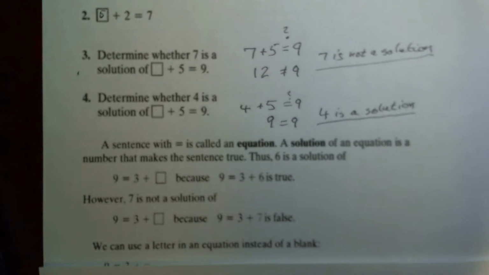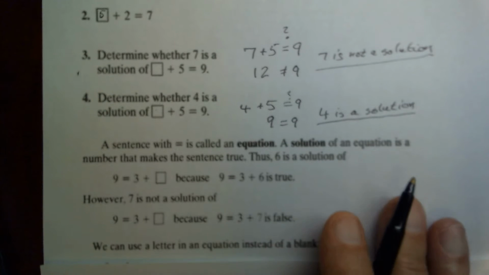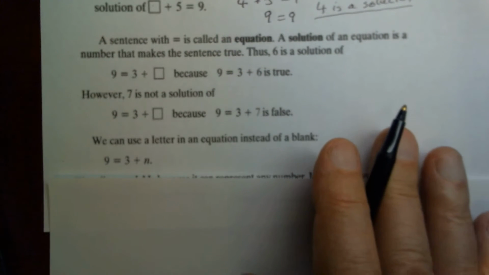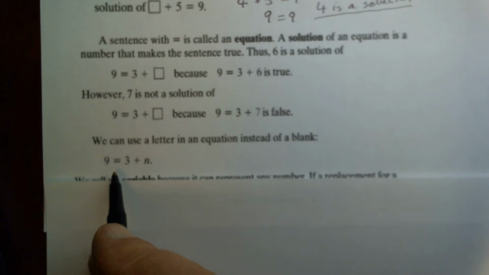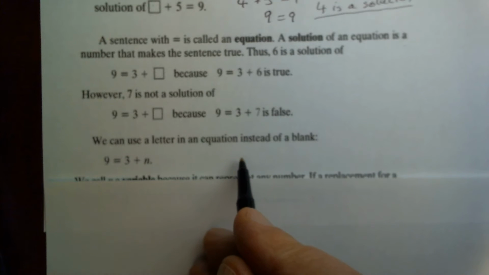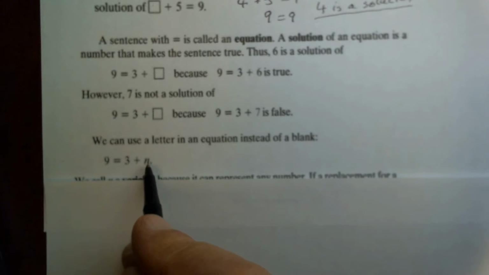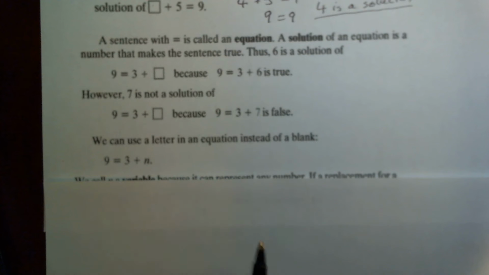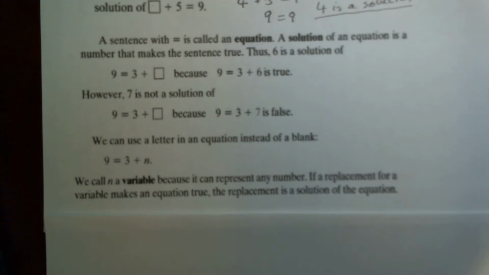And so in general, we can use a letter in an equation instead of a blank. For example, we can say 9 equals 3 plus n, where n is a letter or variable. And so now we have to determine what n is equal to. And as we found out already, if n equals 6, then that makes it a true statement. So n equals 6 is a solution. So n is called a variable because it can represent any number.